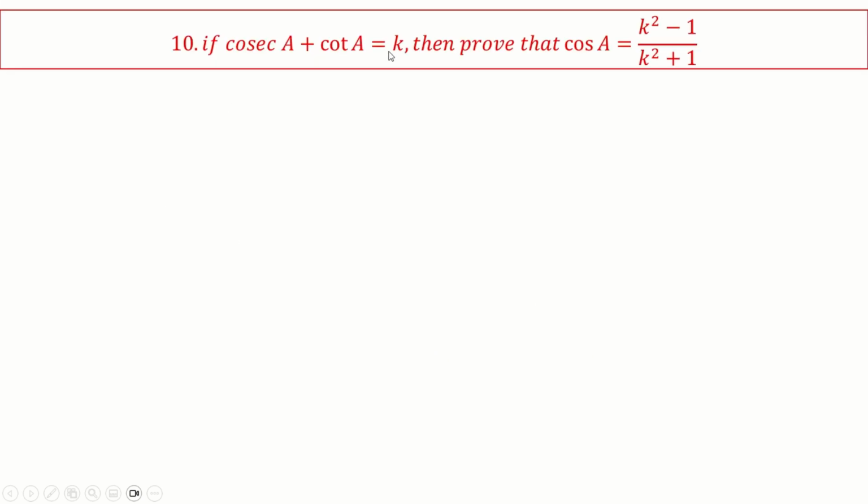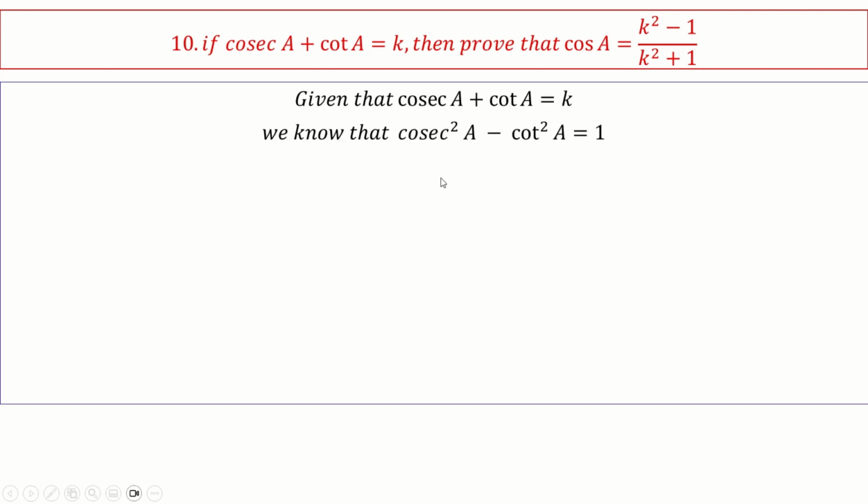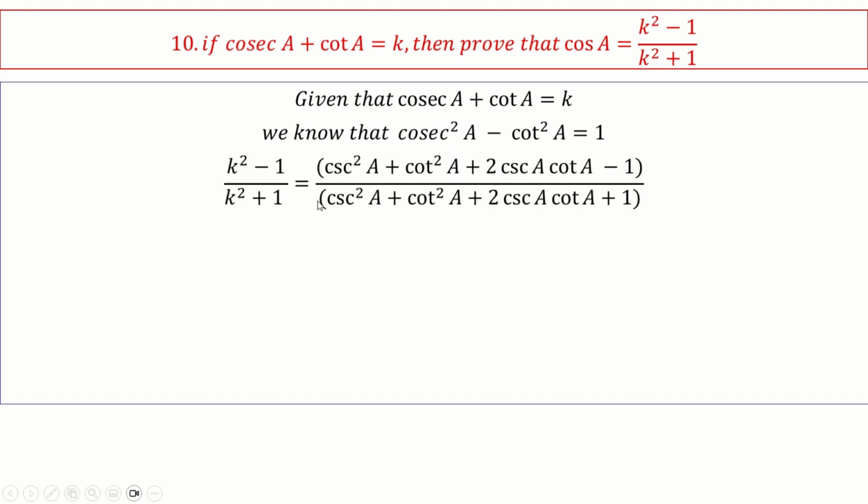Okay, cosec A plus cot A equal to k. Then prove that cos A is this value. Okay. So in the same way we will use cosec square minus cot square equal to 1. Okay, we know this value. Then (k square minus 1) divided by (k square plus 1) is nothing but cosec square plus cot square plus 2 cosec cot minus 1, and this value.